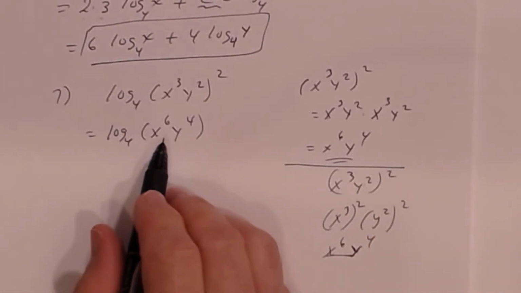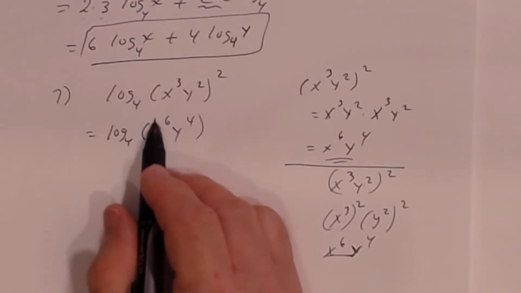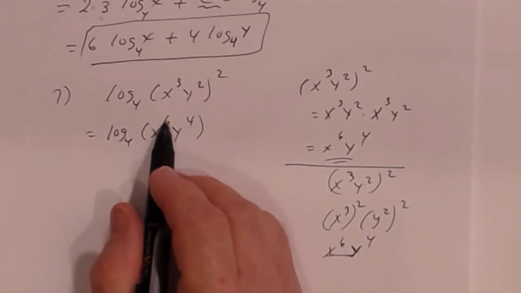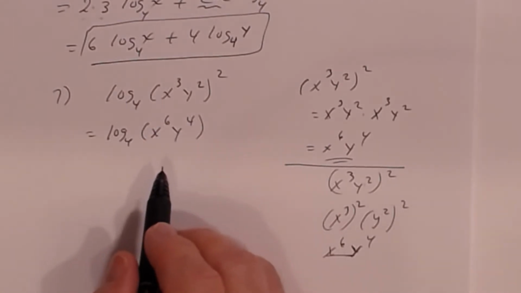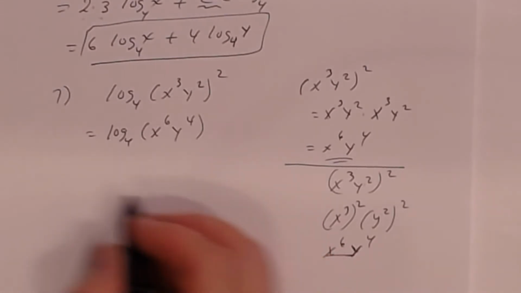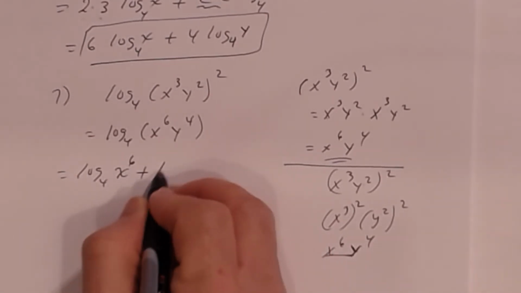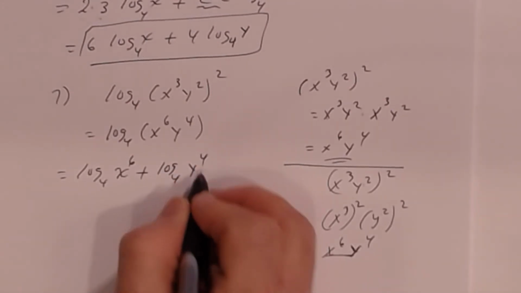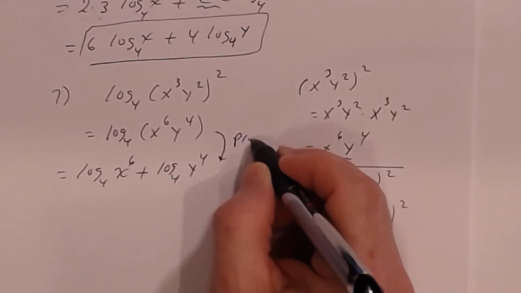But look what's going to happen now. Here, I'm going to use the product rule first, and then I'll use the power rule. You can't do the power rule first because both of those don't have the same exponent. So you have to do the product rule first. So this becomes log base 4 of x to the 6th plus the log base 4 of y to the 4th. To go from here to here, I use the product rule.